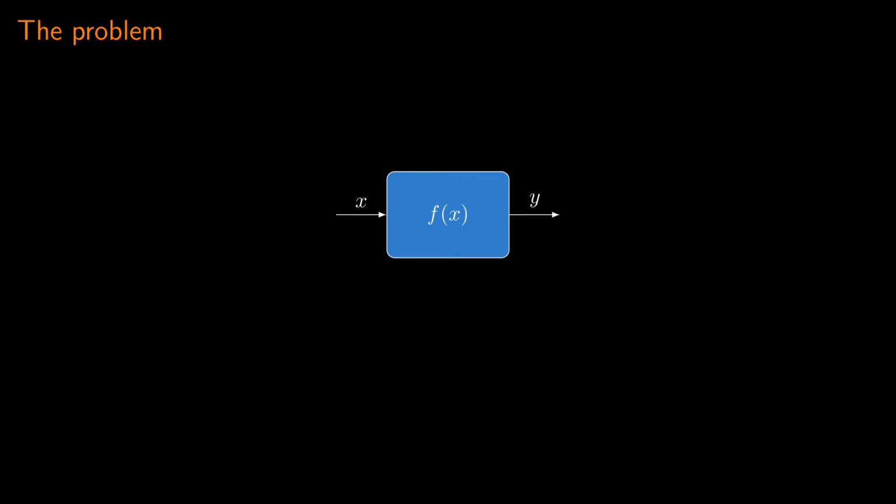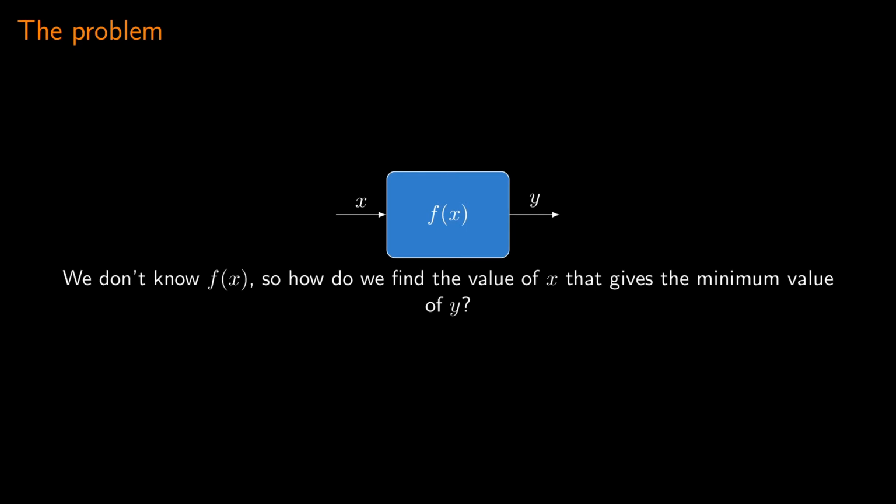We have as input some values of x, and we have as output some values of y, and we have absolutely no idea what f of x is, so we have no idea what's going on in between. So if we don't know f of x, how do we find out the value of x that gives the minimum value of y? Now this is actually a really important problem and crops up in various fields where we need to find minimum solutions, need to find the minimum set of parameters, for example.